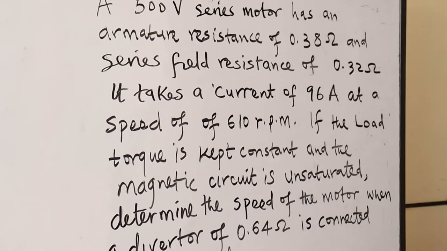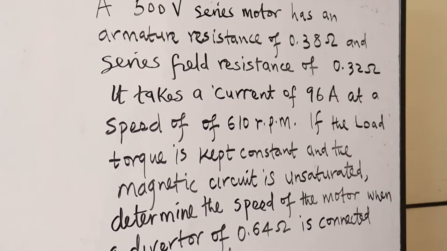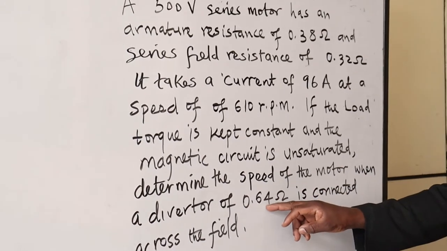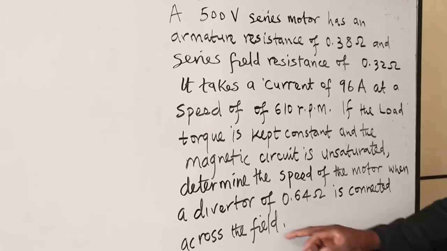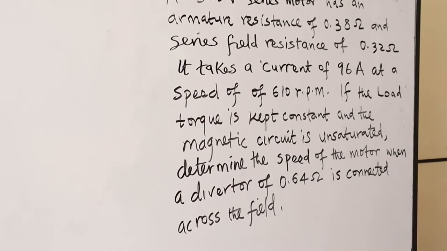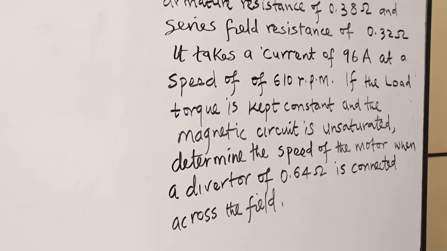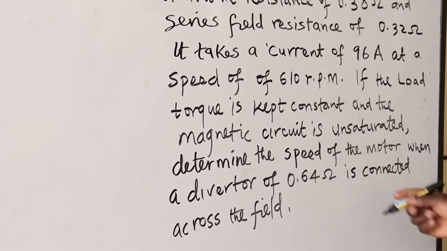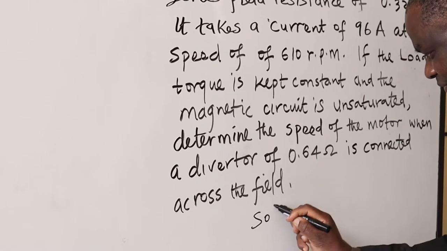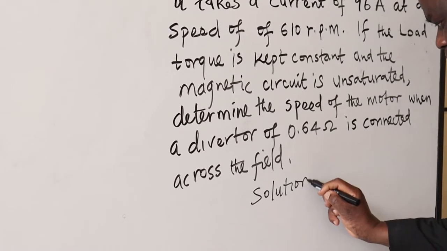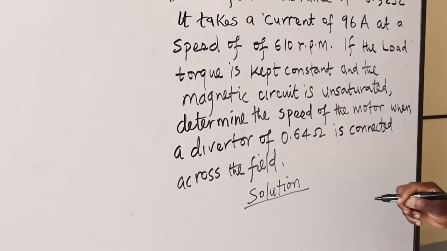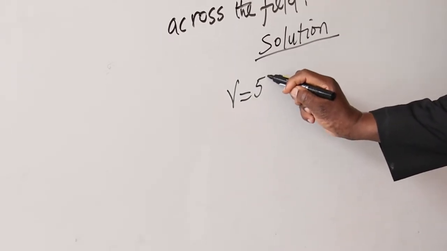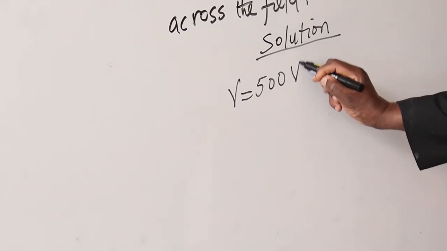If the load is kept constant and the magnetic circuit is unsaturated, determine the speed of the motor when a diverter of 0.64 ohm is connected across the field. Before we solve this, we need to put down the parameters given. So we have in our solution, we are given V, 500 volts.